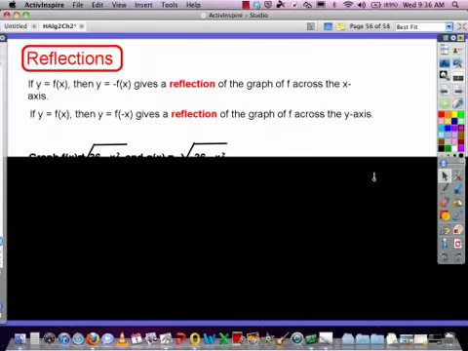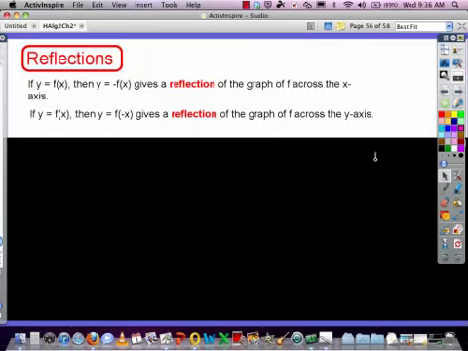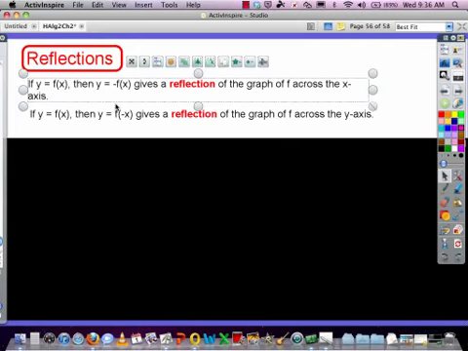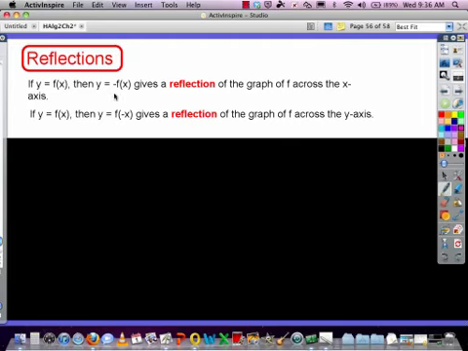That leaves our reflections. Notice in the reflection, if you have your function, and then you have the opposite, or you could say a multiplier that's a negative out front. A -1 is all we need. So here is the new piece. That negative sign. Opposite of our function. It gives a reflection of the graph of f across the x-axis.